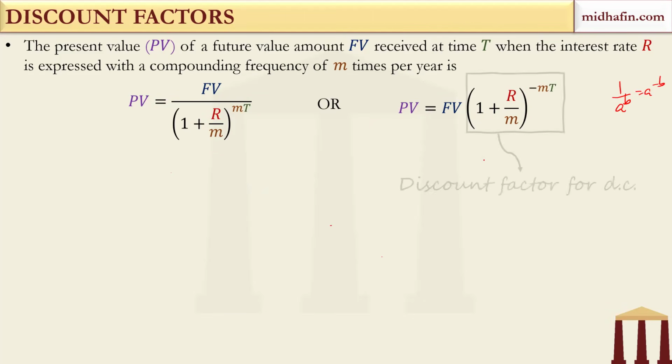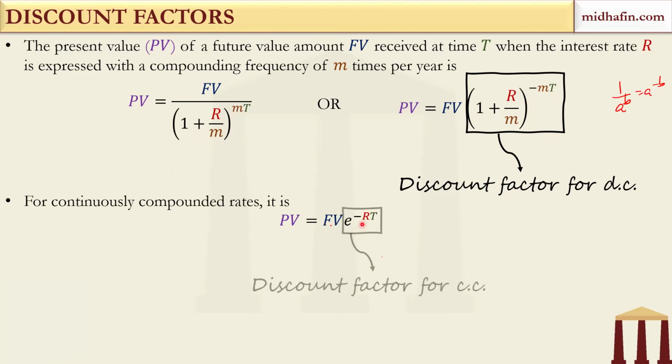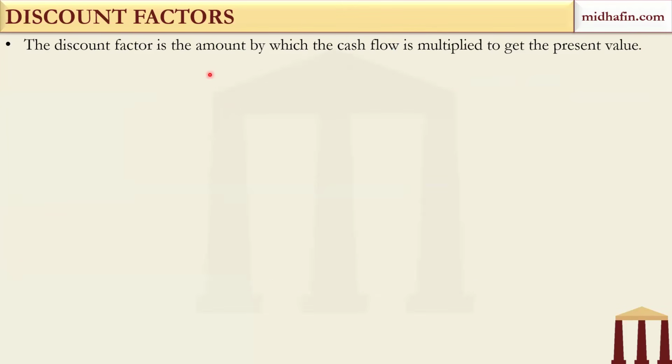So this part is the discount factor for discrete compounding: 1 plus r by m raised to the power negative mt, or you can simply say 1 by 1 plus r by m raised to the power positive mt. This is known as the discount factor. And for continuous compounding, this is the discount factor: e raised to the power minus rt. You can see in both cases, future value is being multiplied by something to get the present value, and this something is your discount factor. So discount factor is the amount by which the cash flow is multiplied to get the present value.